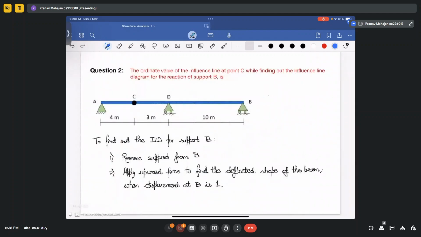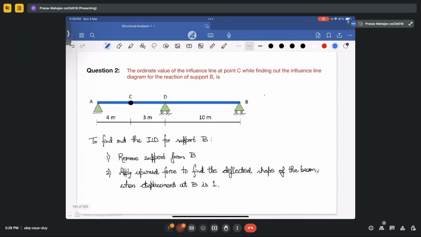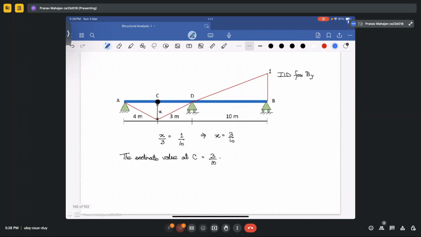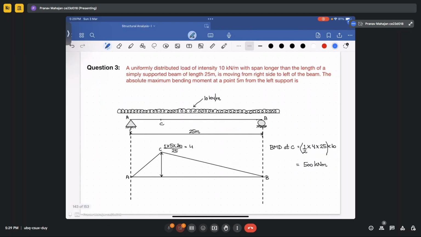Then we have tried to solve some examples. So, if you have to determine the ordinate value of the influence line at point C, when you have a reaction at point B, you will provide a unit displacement to the point B, and based upon the type of influence line diagram you have observed, you will come to know what will be the ordinate value at point C.